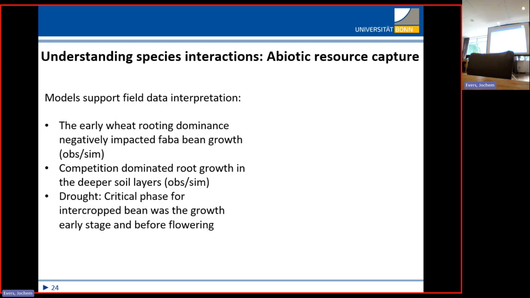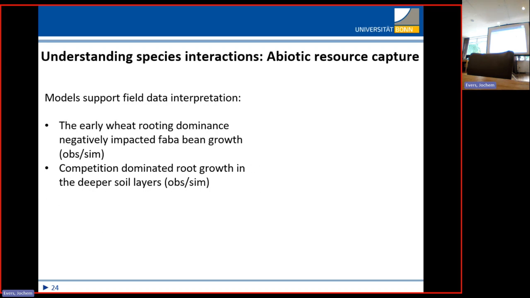Okay, now I'm switching again back to water, and we have talked about cumulative uptakes, and now I want to zoom into daily data, because the advantage of the model is that you can have daily output and you can look at the different development stages. And if we look at the experimental data, not the simulations and observations, what we found is that the early wheat rooting dominance negatively impacted the fava bean.